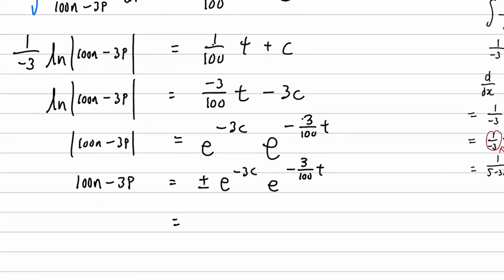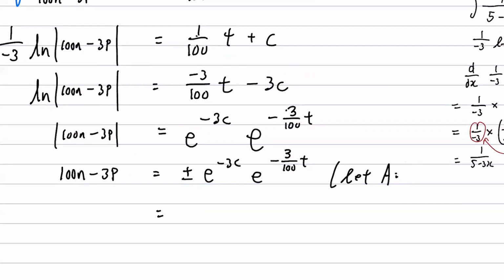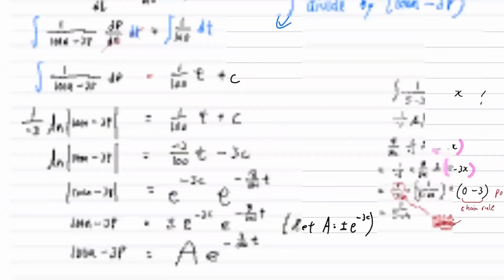Let a equal to plus minus e to the power of -3c. So we have a e power -3/100 t, 100n minus 3p remains. What did the question ask for? Let me read the question. I forgot.